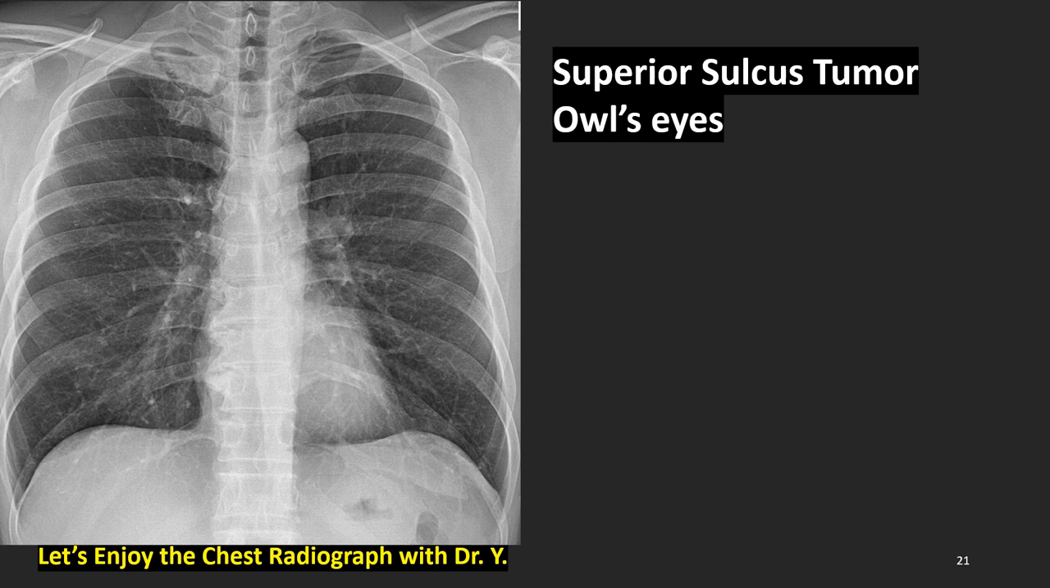I have told you before about the owl's eyes at the first rib with both upper lobe apex. Yes, what about this? What about the owl's eyes? Left side is okay. How about the right side? Yes, hazy, not okay. Although the ribs, the bone is okay, not destroyed. Yes, this is a very, very early finding of superior sulcus tumor, usually with squamous cell type, sometimes with adenocarcinoma.